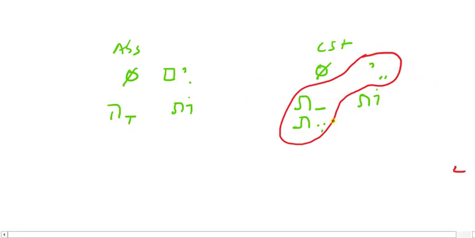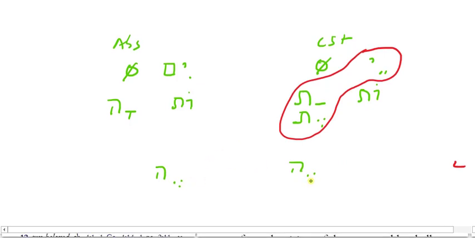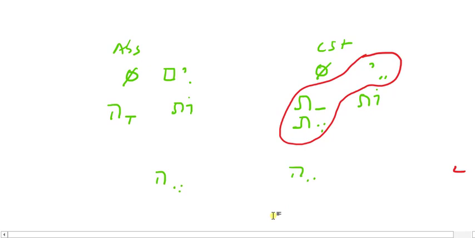All right. Let's look at one other possible change that can happen. This one is not very common at all. And that is nouns that end with a Segol Hey in the absolute can become Sere Hey in the construct. Okay? Segol Hey becomes Sere Hey. What are some examples of this?